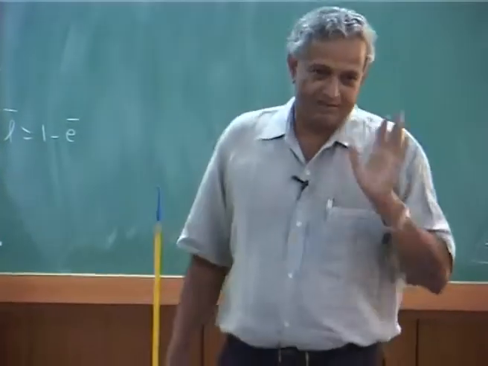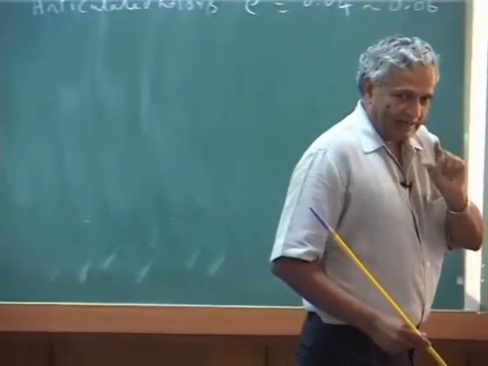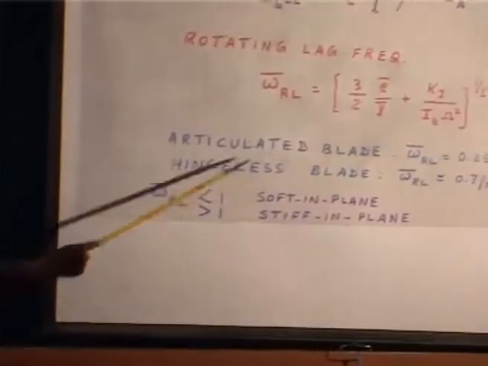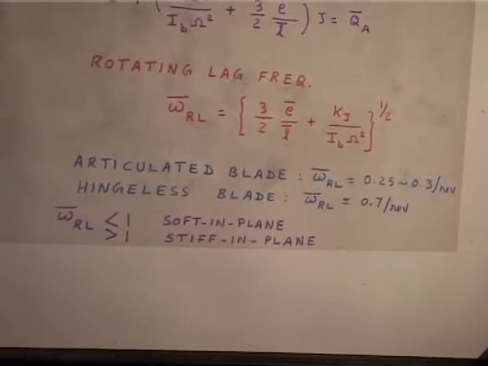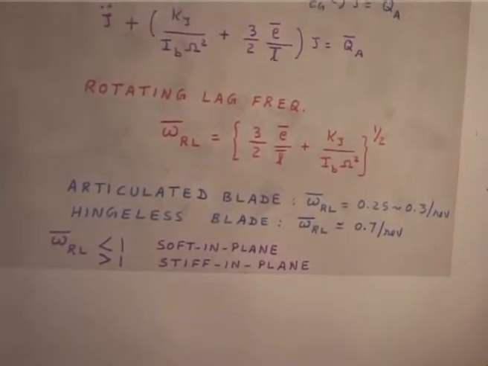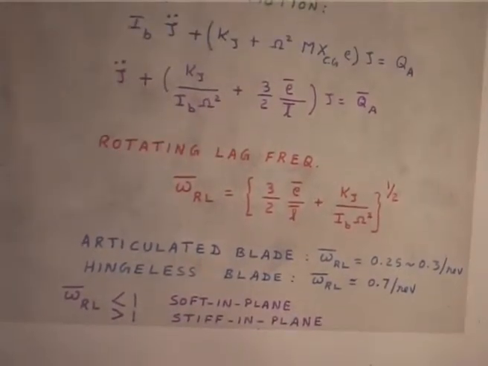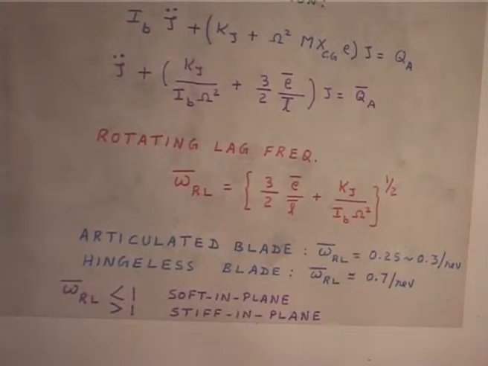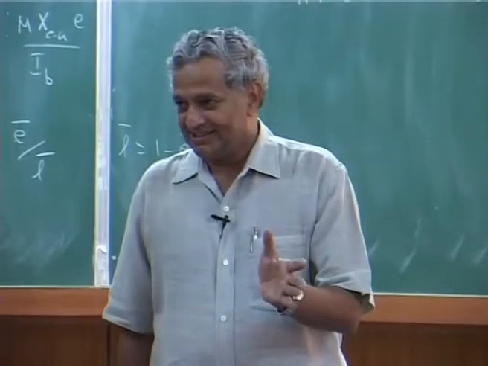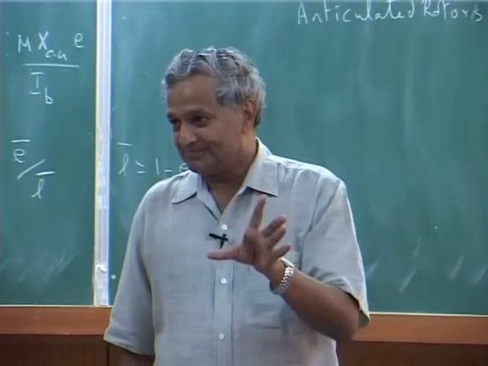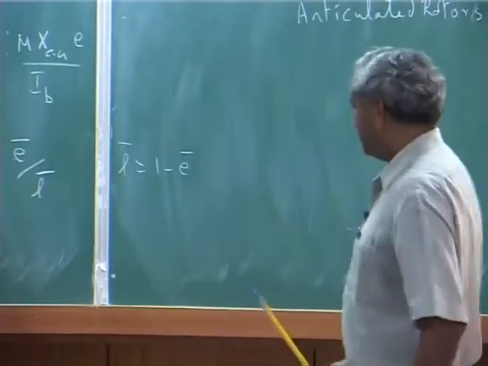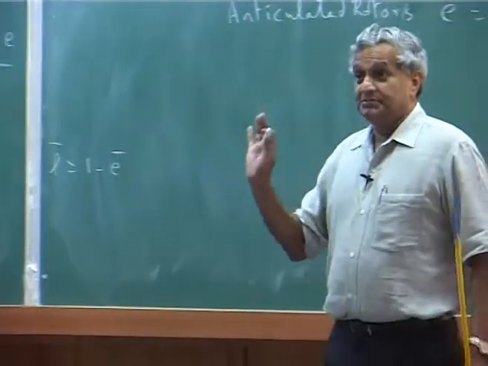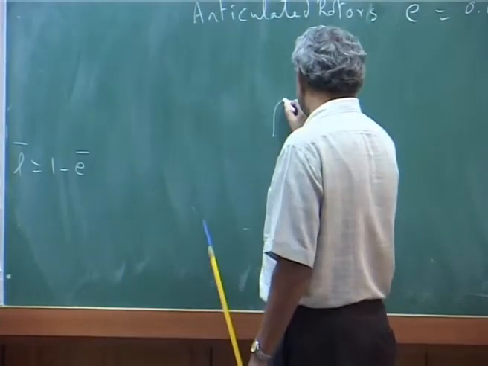Next we go to torsion, because the critical thing in lag is these two, I would say the two: soft in plane, stiff in plane. Now, ground, because the stiffness of the landing gear plays a role. The moment you lift off, the ground is gone, okay. Then it is a different dynamics.